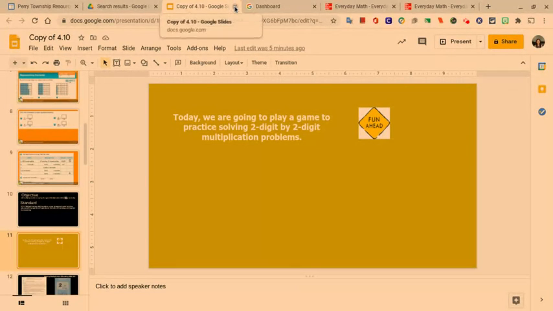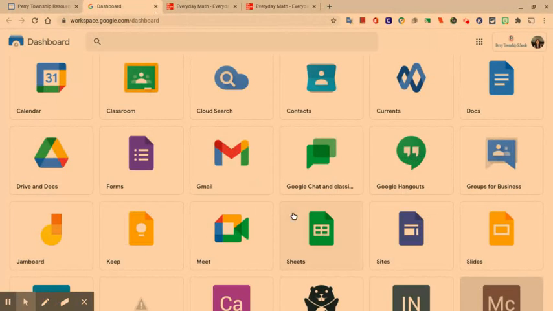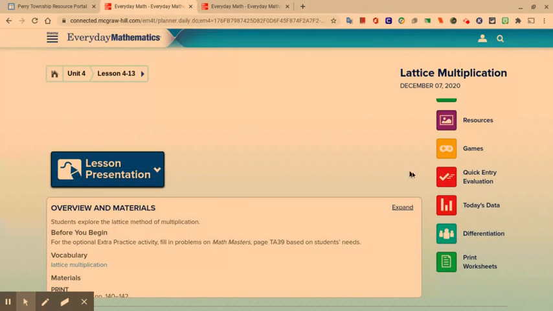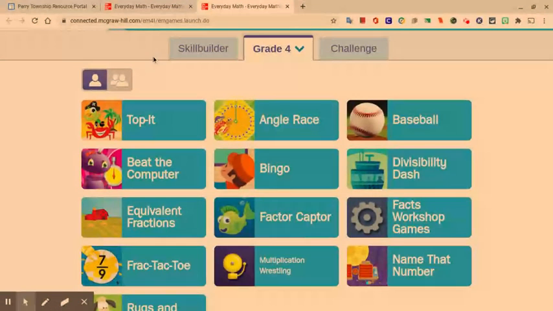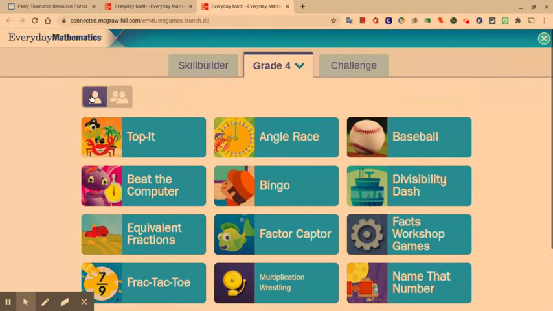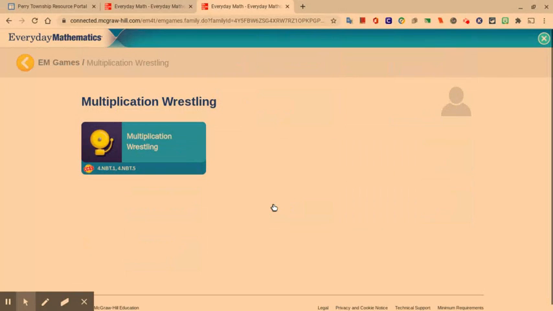So when you go to Everyday Math games, I'm going to show you how to play. You would go to McGraw-Hill from the Perry Township Resource Portal. When you do that, it'll pull up Everyday Math. If you come over here, you would hit the games. Now, yours might look a little bit different because I'm on the teacher version. But when you get onto the games, you're going to see it down here. It's in the one-person game. You're going to click on multiplication wrestling. And then you'll click on this tab.